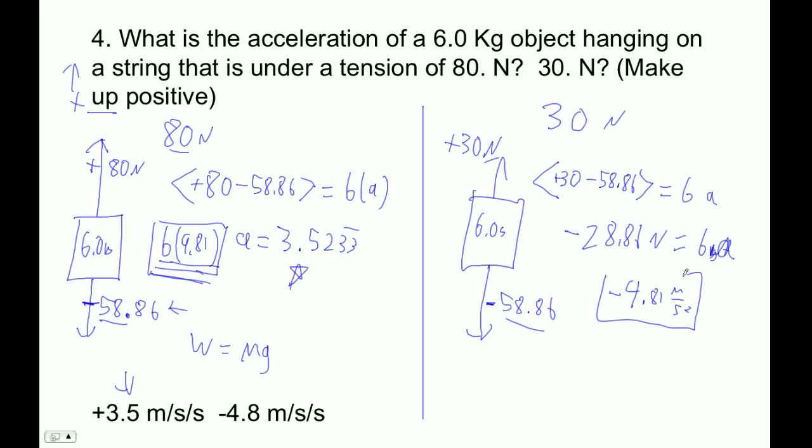Okay? Now, that is only the direction of the acceleration. It's accelerating down. It could be moving up, though, right? If you're moving up and you slow down, you're actually accelerating down. Okay. If you're moving down and you speed up, you're accelerating down. So those are the two ways that we could accelerate down.